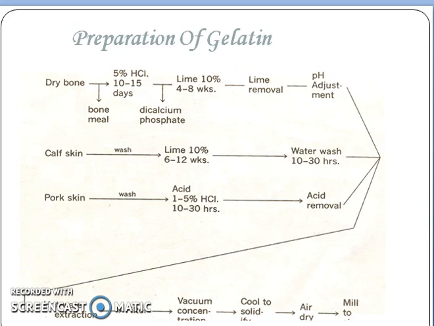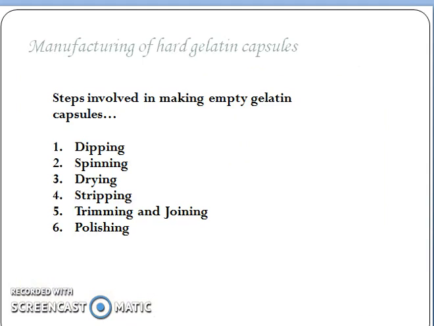Now we'll see in a chart how gelatin is prepared from dry bone, calf skin and pork skin, when it is treated with lime and when it is treated with acid. After treatment, it is cooled, dried and collected as the gelatin used for capsules. Now we'll discuss the steps involved in making empty gelatin capsule shells.